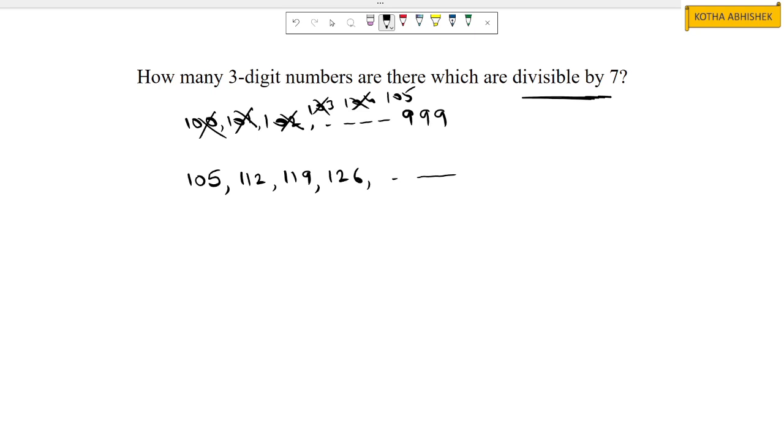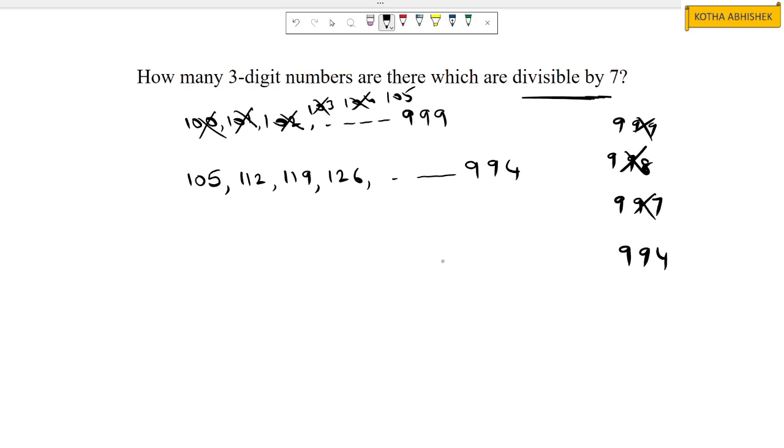Next, the last number, if we speak about it, here we have 999, right? So we need to check whether 999 will come in the 7 table or not. So 999 won't come in the 7 table. Then before 999, we have 998. Even 998 won't come in the 7 table. Then if we check like that, the last number which comes in the 7 table is 994. 994 comes in the 7 table. So the last number is 994.